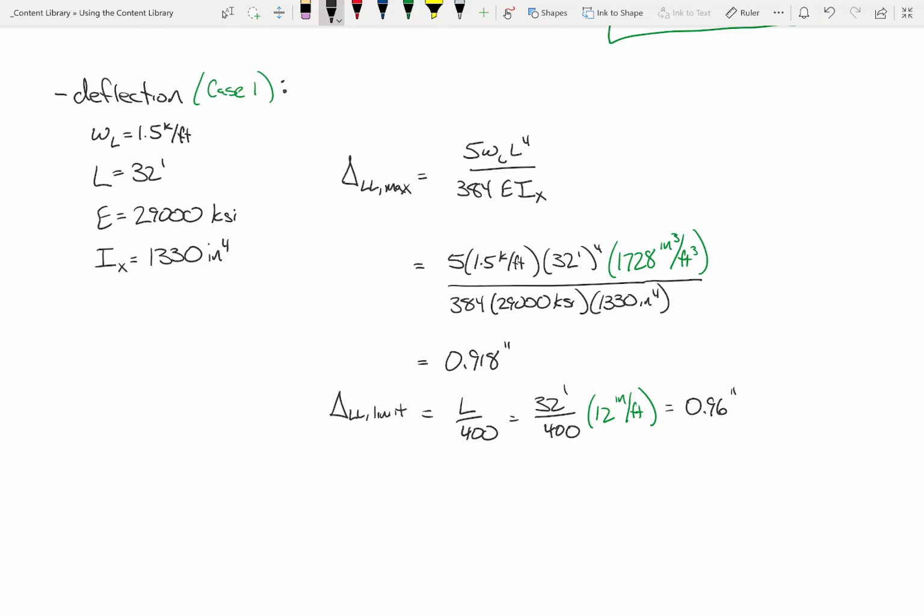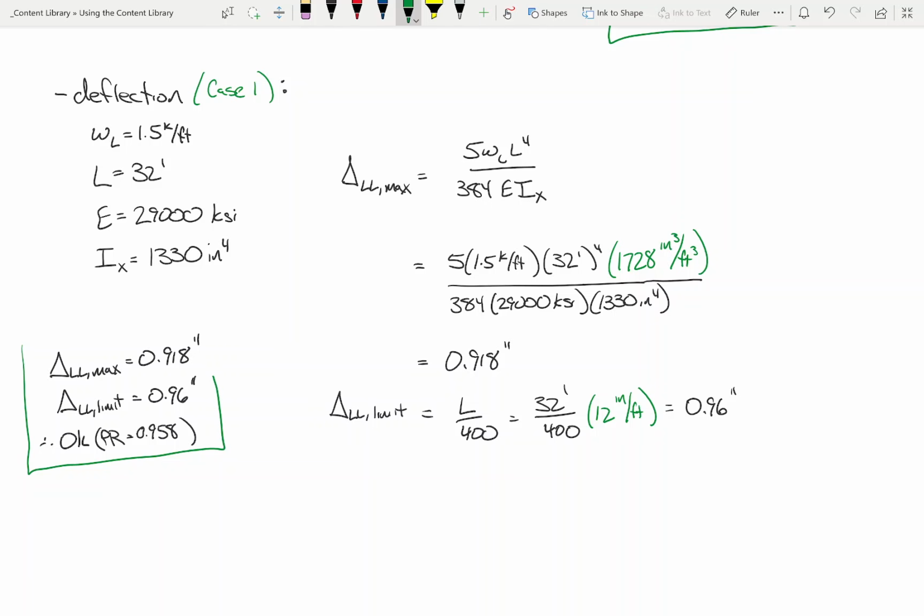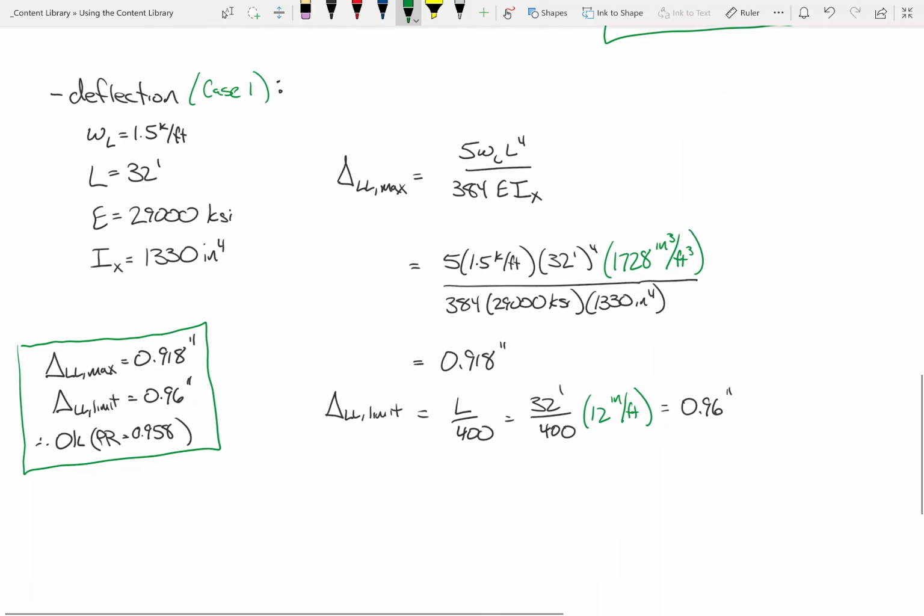So does our beam meet deflection limits? Yes. One thing that's kind of interesting is the performance ratio. It ends up being 0.958. So, which is actually the worst case scenario for this beam? The moments, the shears, or the deflections? The deflections. And that's actually not uncommon in steel beam design. But I guess my question is, is this beam okay? Yes. The beam is adequate.